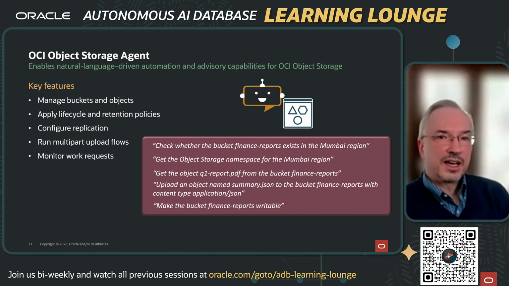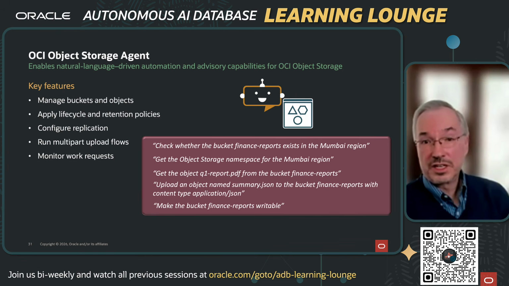Now, the OCI object storage agent enables natural language-driven automation for working with object storage. Again, instead of using the OCI console, you can perform tasks simply by asking. Manage buckets and objects, apply policies, monitor work requests, among other features. For example, you just might ask, make the bucket finance reports writable.